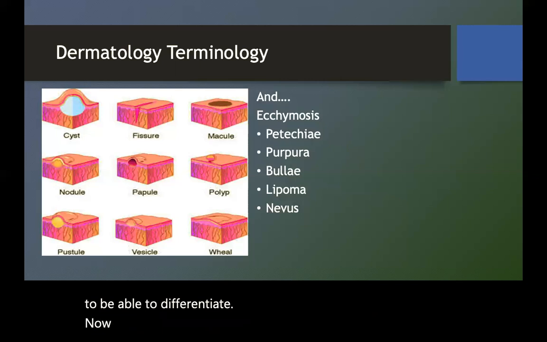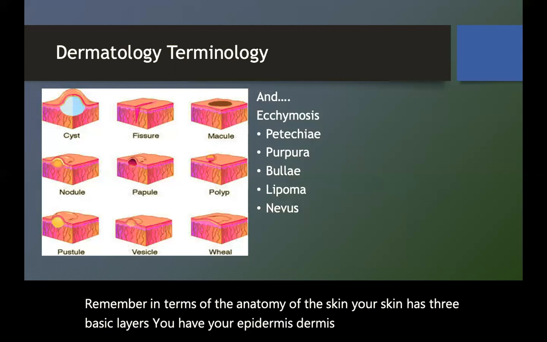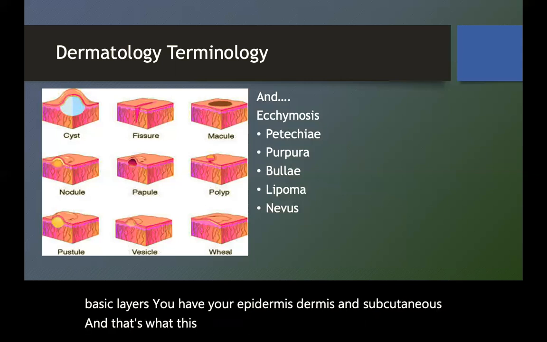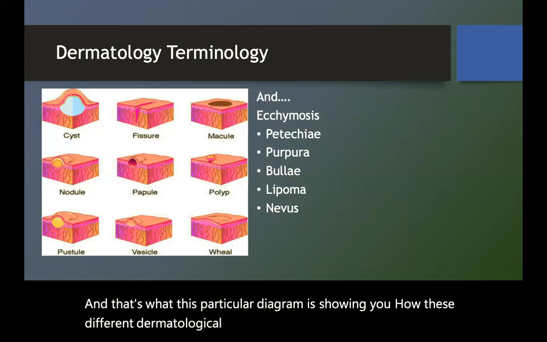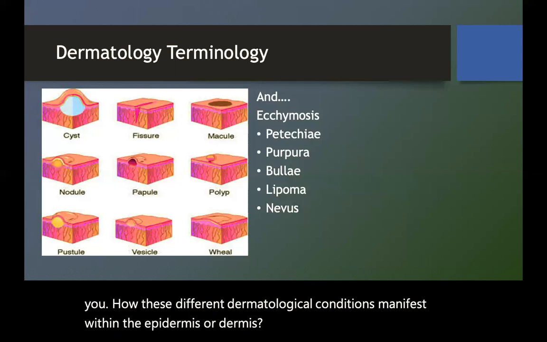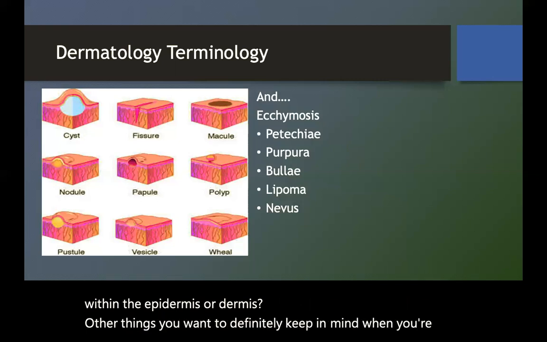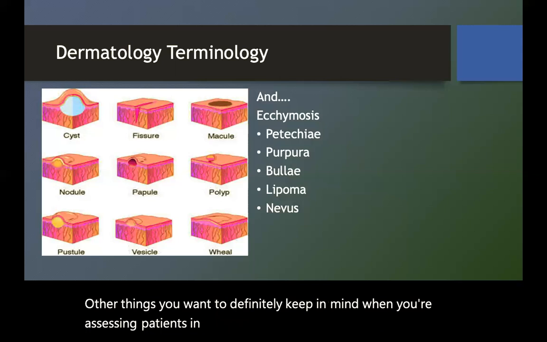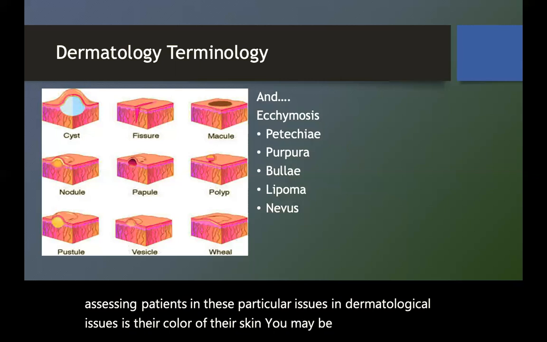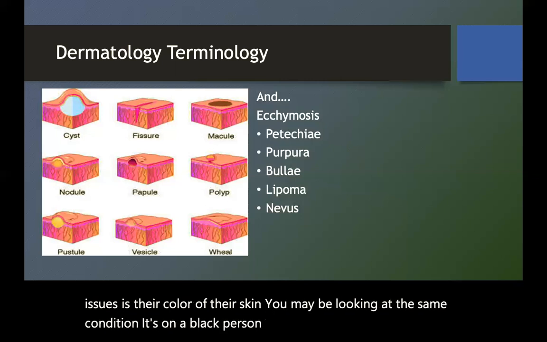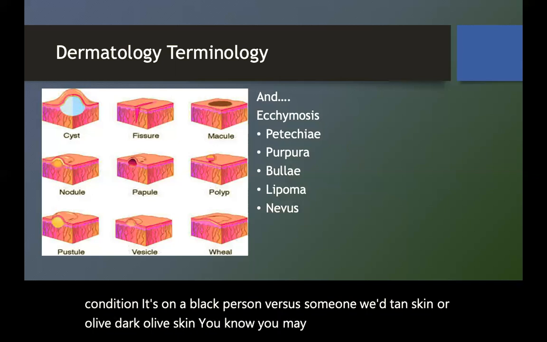Now remember, in terms of the anatomy of the skin, your skin has 3 basic layers. You have your epidermis, dermis, and subcutaneous. That's what this particular diagram is showing you, how these different dermatological conditions manifest within the epidermis or dermis. Other things you want to definitely keep in mind when you're assessing patients in dermatological issues is the color of their skin. You may be looking at the same condition, but if it's on a Black person versus someone with light tan skin or dark olive skin, it may manifest differently. So just keep that in mind.